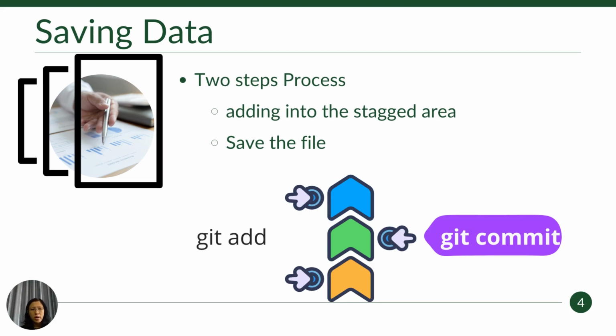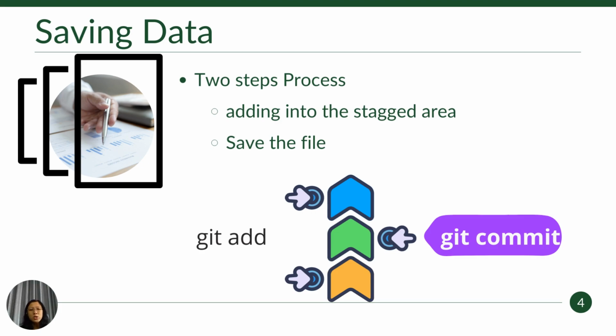Now, let's see in detail. We first start with saving the different versions of the files, saving the data. Like what I explained earlier, when you save files in the Git control system, it is a two-step process. The first step is to add your file into the stage area by using the git add command, followed by the file names that you want to add. Or if you want to add everything, you can use git add dot. Then the next step is you commit the changes using the git commit command.